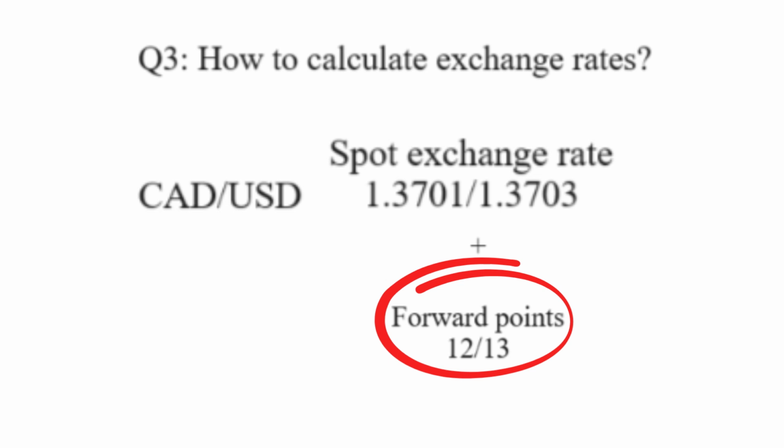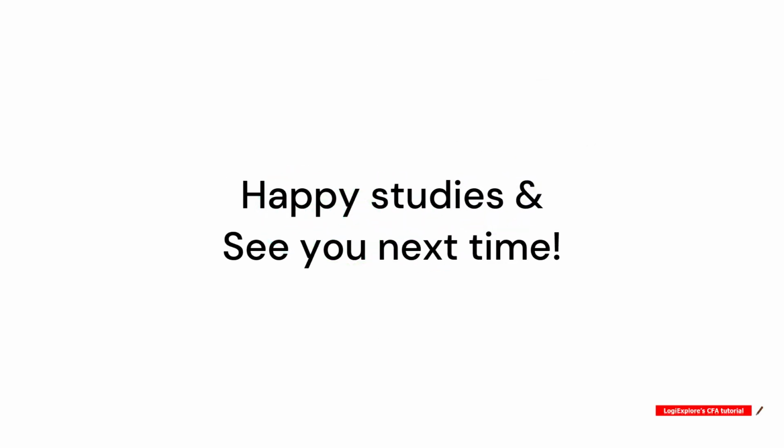the spot rate. Again, the points are listed with bid price first, then followed by a slash and then offer price. Depending on the scale, you may need to divide the forward points by 100 or 10,000 before adding it to the spot rate.